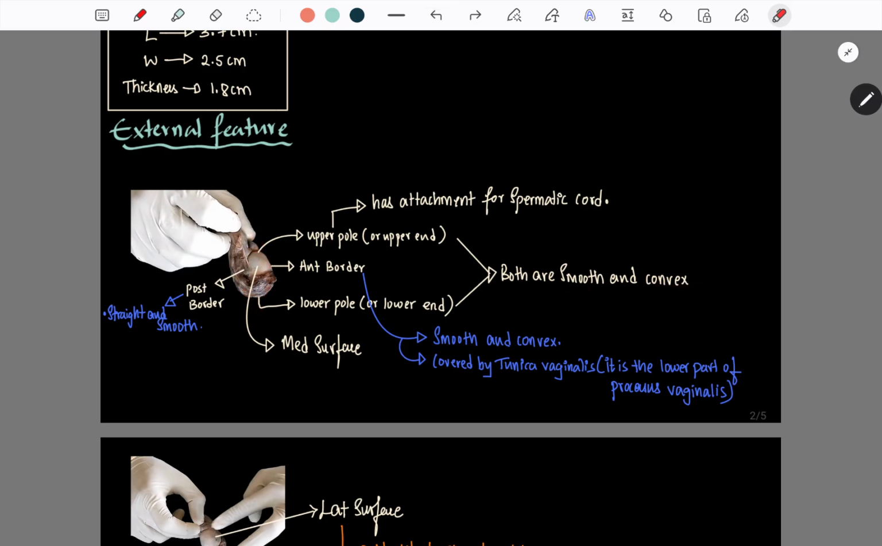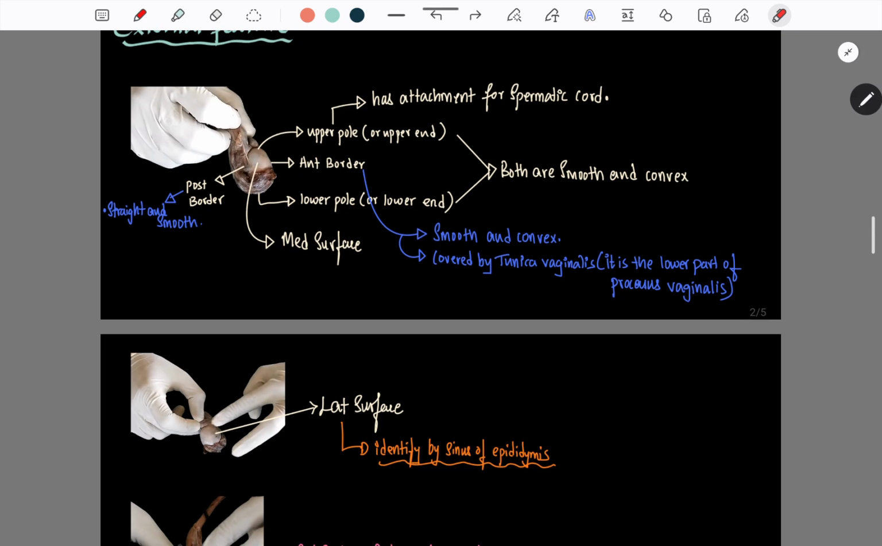Okay, and the anterior border, this is also convex. You can see here, outwardly convex and smooth. It is covered by tunica vaginalis. What is tunica vaginalis? It is the lower portion of the processus vaginalis. So anterior border is finished.